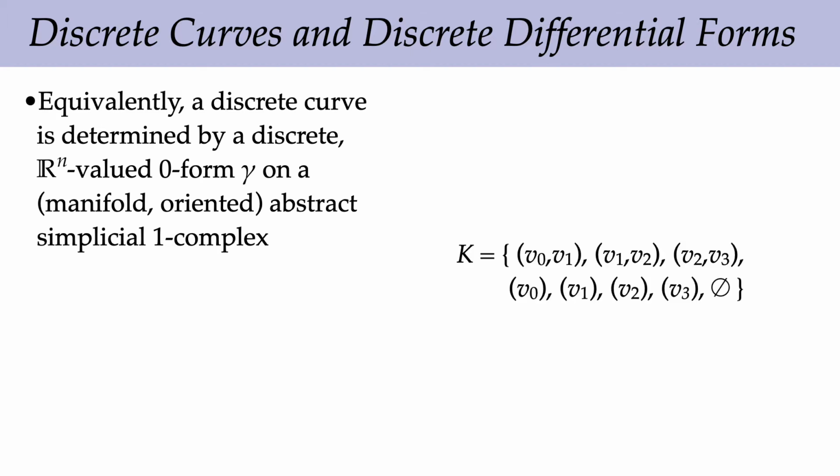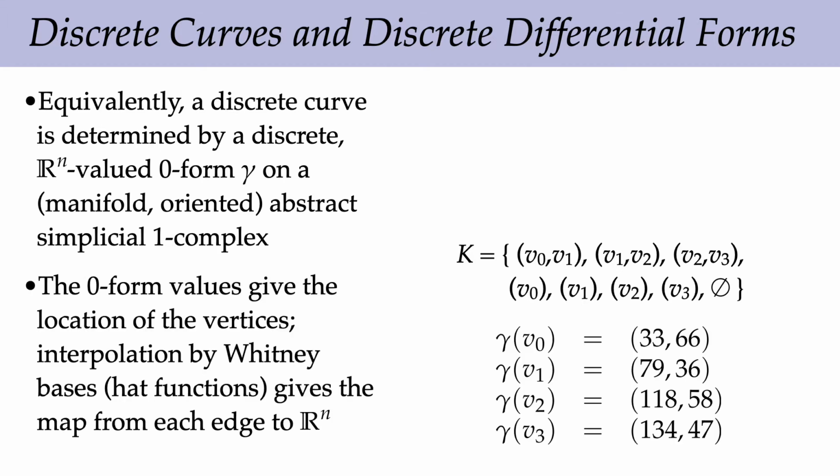So if I have a simplicial 1-complex, K, that just means I have a list of edges together with all their vertices, and okay, maybe also the empty set if I want to be closed under the operation of taking subsets. And actually, these edges and vertices are not described by unordered sets, but rather ordered sets: V0, then V1, V1, then V2, indicating an orientation along each of these edges. Okay? The zero form, gamma, then gives the location of the vertices.